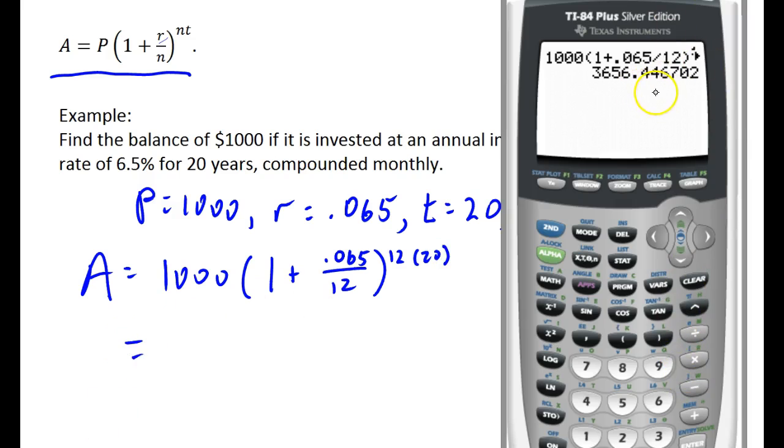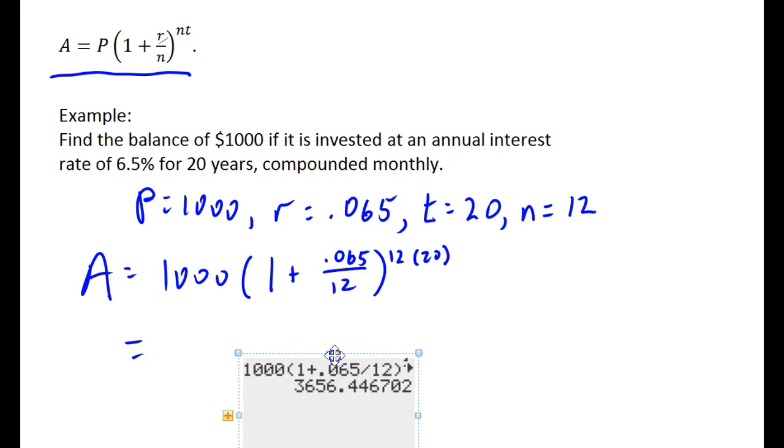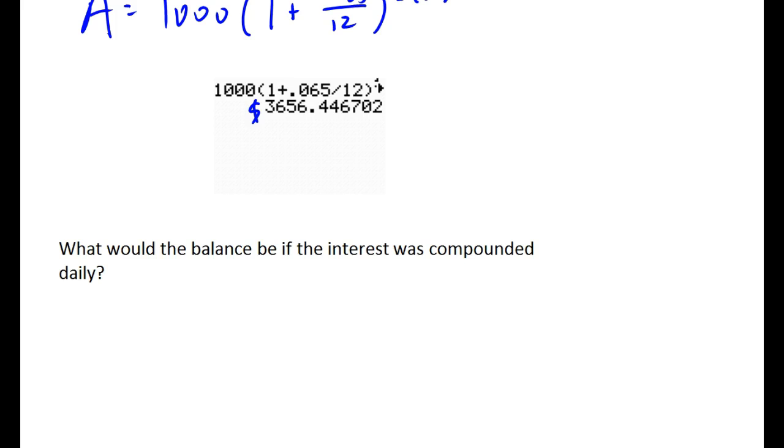And I went ahead and put it in my calculator, and we get $3,656.45. Let me see if I can make that big enough for you to see there. Okay, and that's dollars because we're talking about money. Now, what would the balance be if the interest was compounded daily? Would it change? Well, let's see.